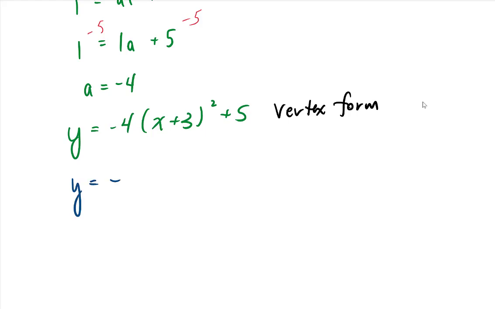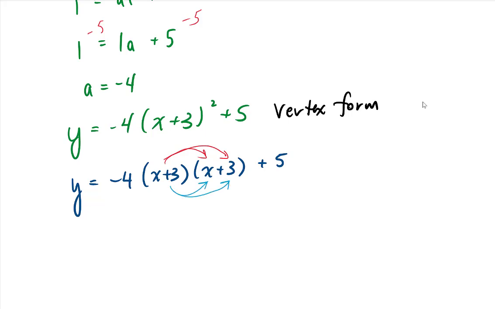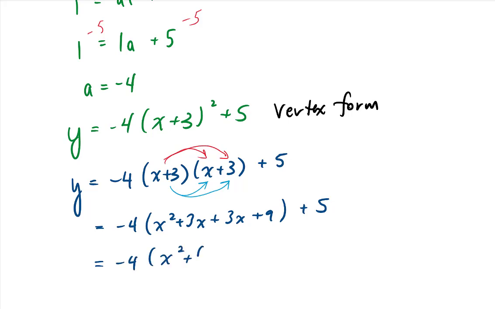So we have y equals negative 4, x plus 3, x plus 3, plus 5. Using our distributive property, we're going to take x and multiply it by x and 3. And then we have 3, which we multiply by x and 3. So we get negative 4, x squared plus 3x plus 3x plus 9. And then outside the bracket is a plus 5. The next step I recommend is simplify what you have in the brackets, or collect like terms.